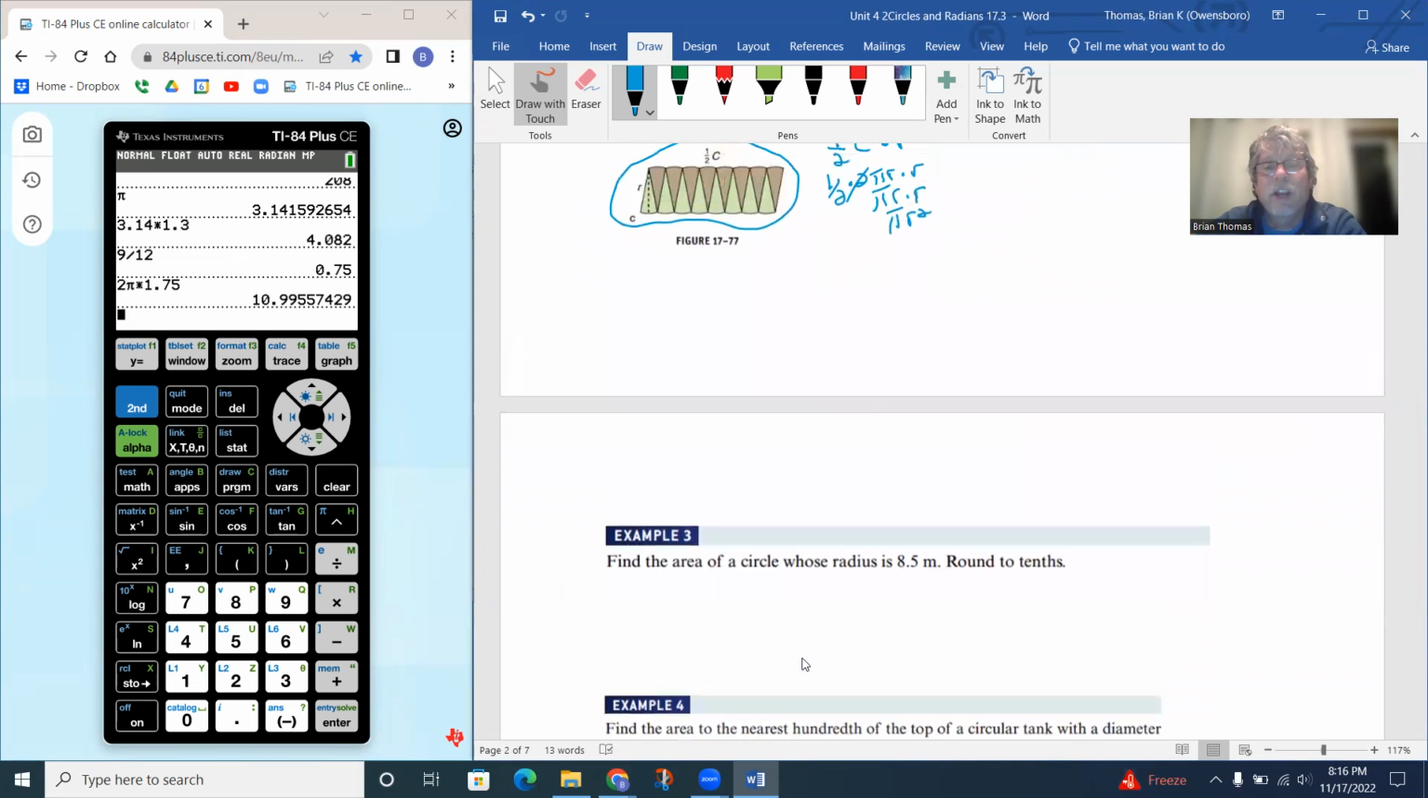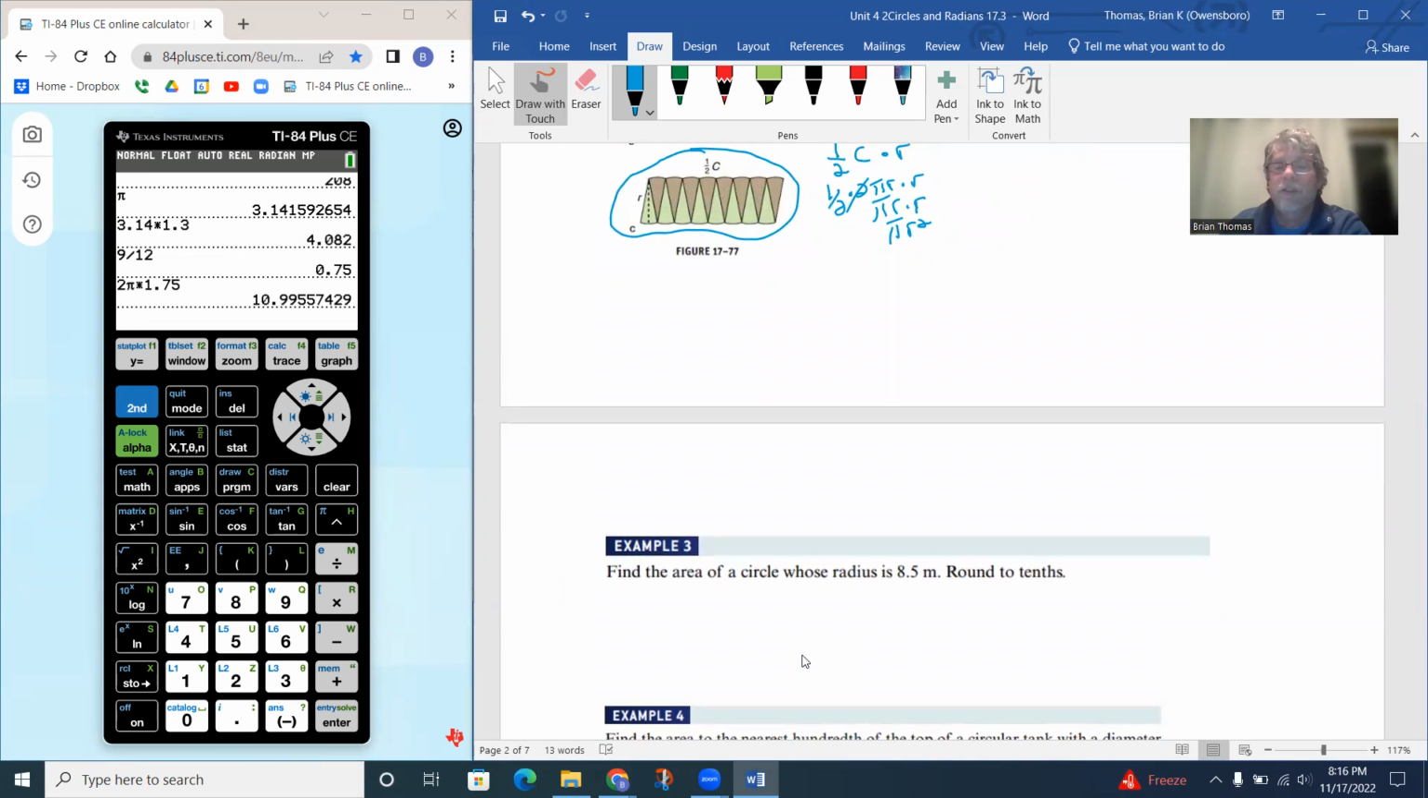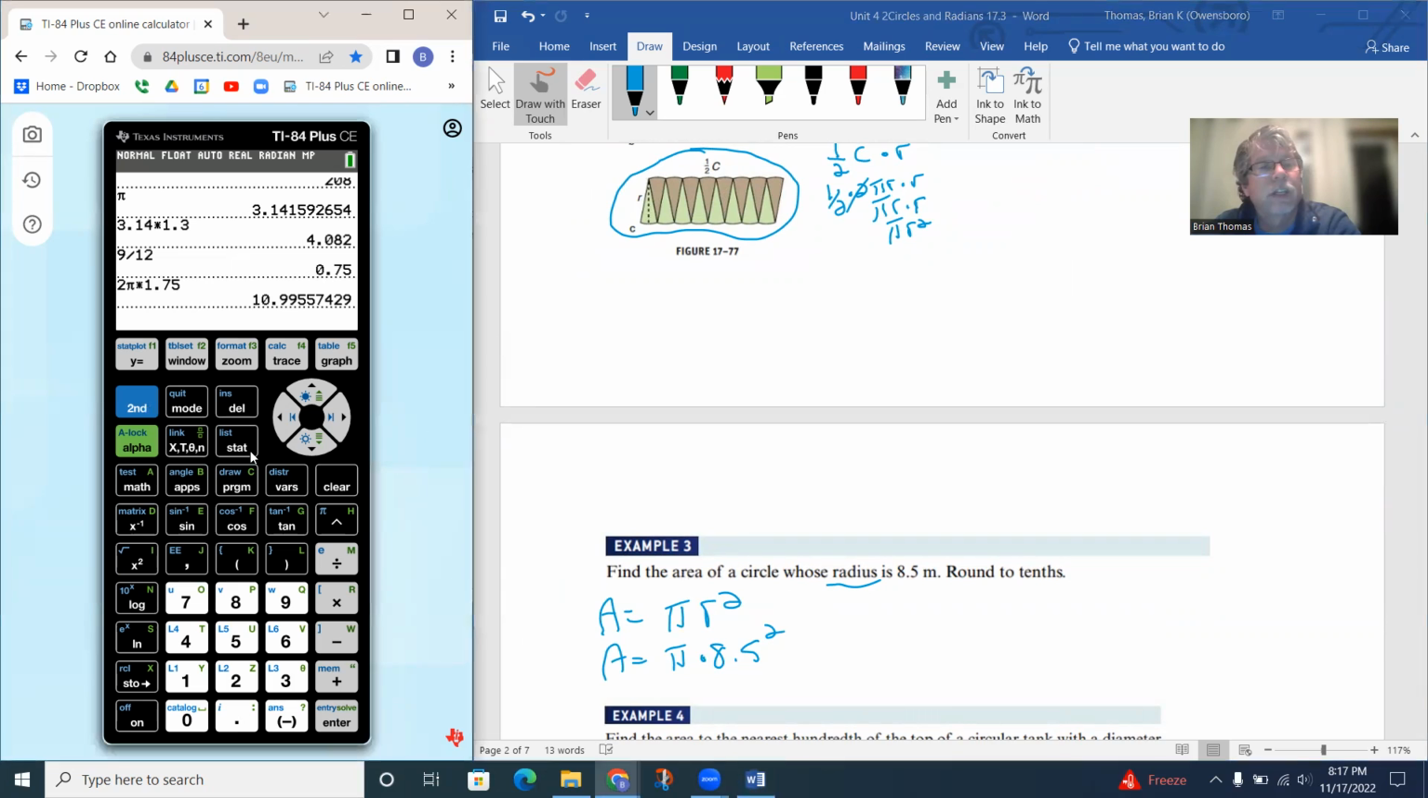So if I want to find the area of a circle whose radius is 8.5 meters, we can use our formula that says area equals pi R squared. And they do give us the radius, so that's going to be area equals pi times 8.5 squared. So if I want to leave pi in the problem, I can just hit the second button, hit pi times then the 8.5 squared, hit enter.